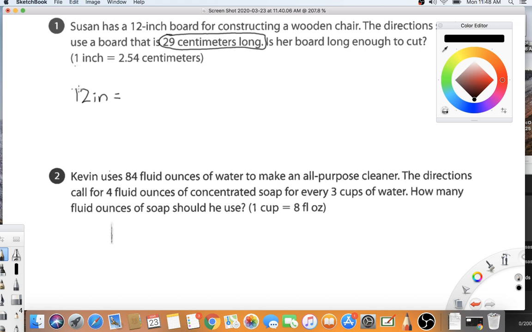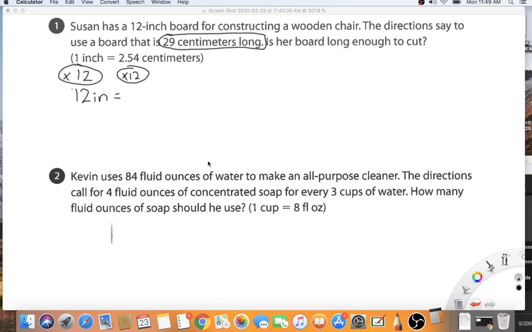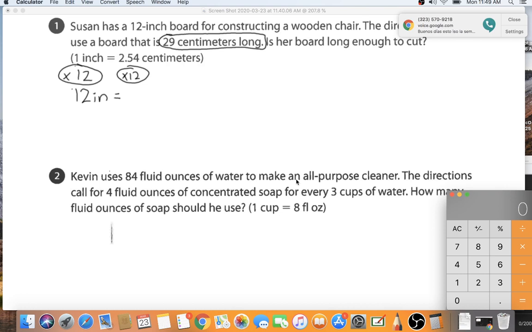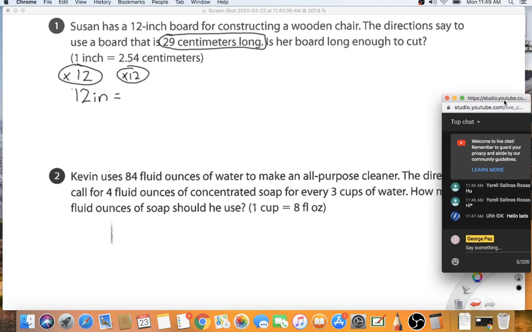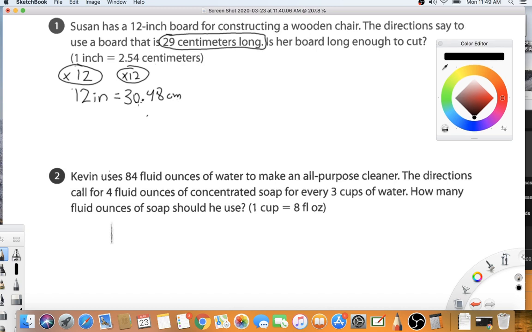But how did I get from 1 inch to 12 inches? I multiplied by 12. 1 times 12 equals 12. So whatever I do to one side, I must do to the other side. For this one, it's okay to use a calculator, because we have more decimals and less space to do our work in. So we're going to do 2.54 times 12, and we get 30.48 centimeters. That means this 12-inch board is 30.48 centimeters long. It's more than 29, so this board will be long enough. When we write our answer, we say this board will be long enough.